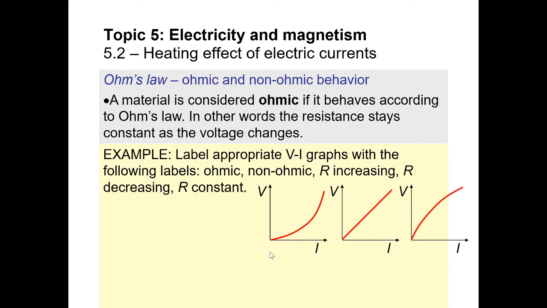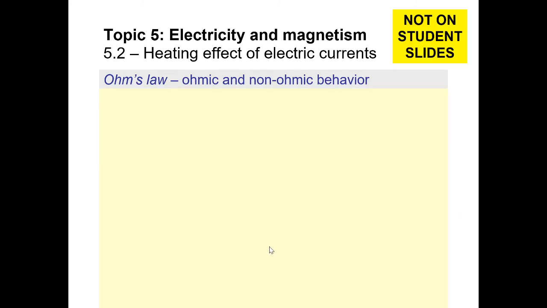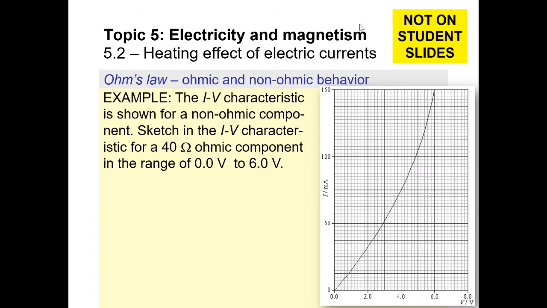So everything I just did is right here on the slides. This slide here, as you can clearly see on the top right, this is not on your slides, but it's still important for you to understand the process with which I solve the question on the slide. Okay, so on this slide, we are told the IV, or the current voltage characteristic, is shown for a non-ohmic component. We can clearly see this is a non-ohmic component because it's a curve. It's not a straight line. Sketch in the IV characteristic for a 40 ohm ohmic component in the range of 0 to 6.0 volts.